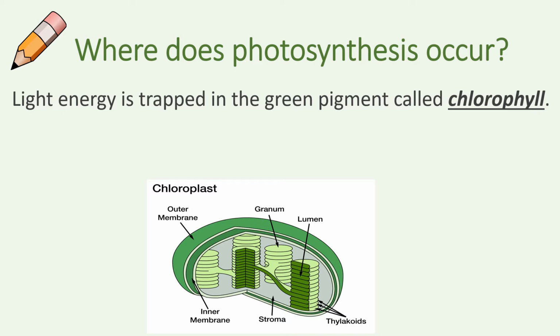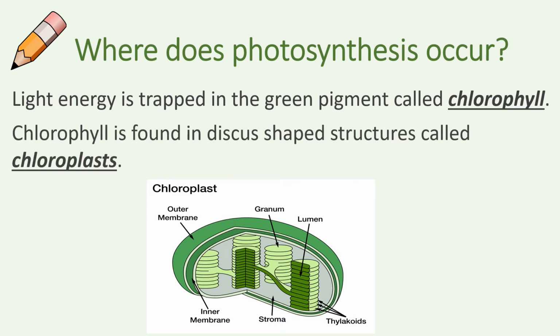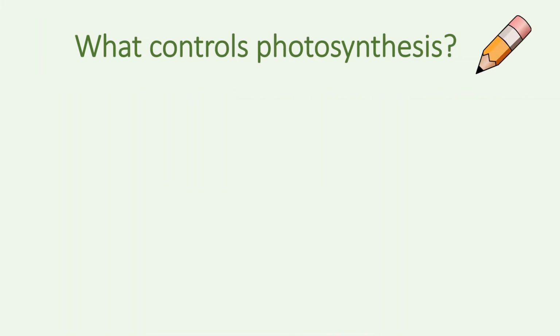You should know already that chloroplasts are the site of photosynthesis, so chloroplasts would be the organelle that it occurs in. Light energy is trapped in the green pigment called chlorophyll. Chlorophyll is found in a disc-shaped structure called the chloroplast. So make sure you know this before you go to the next part of the video.